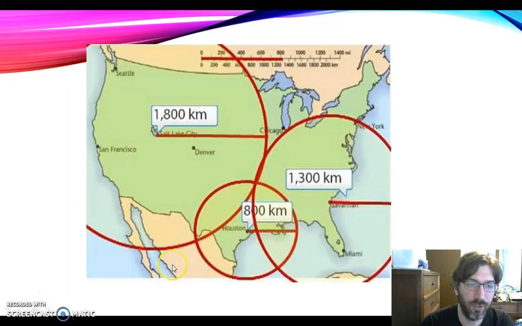Well, I do the same thing with the next one. So let's say our next seismograph is in Houston here, and it's going to pick up the same earthquake, only it's 800 kilometers away from this seismograph. So make the radius 800 kilometers long and draw the circle. So it has to happen in here.